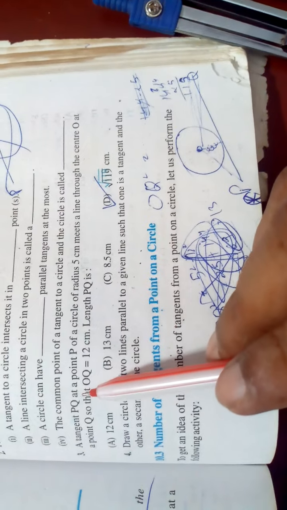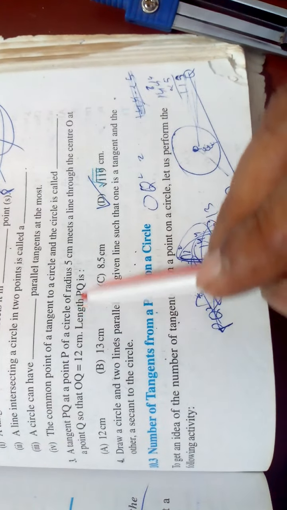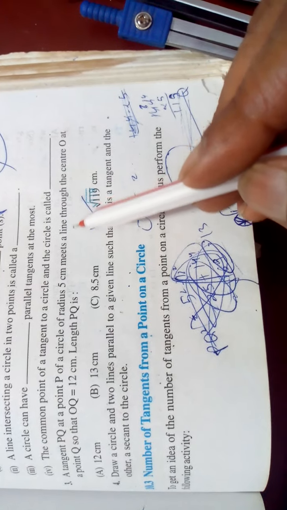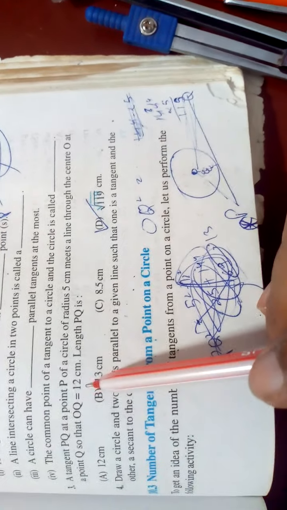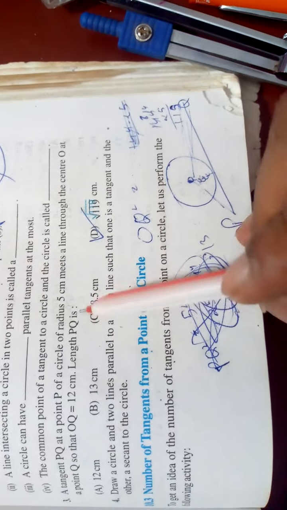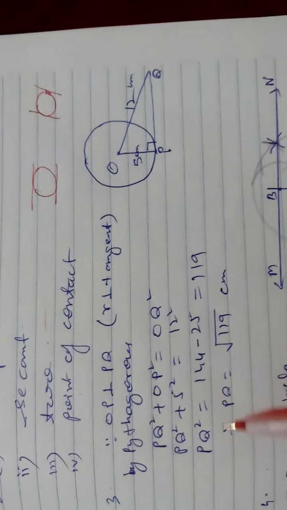The third question is given. A tangent PQ at a point P of a circle of radius 5 cm meets a line through the center O at Q so that OQ is 12 cm. Find the length of PQ. Here an MCQ is given. This was also a question in this year's board basic question paper.